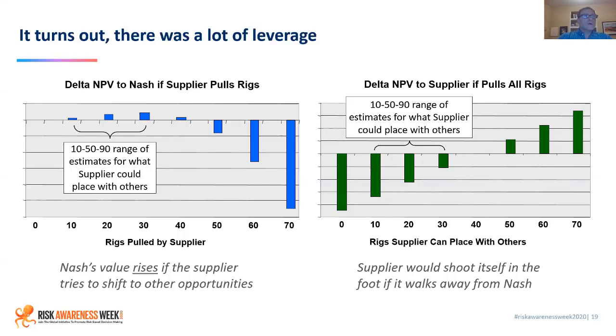So this told us that Nash had quite a substantial amount of leverage, because if the supplier said they were going to pull some rigs, Nash could say, fine, go ahead, make my day. We'll do better. Now, what if the supplier tried to pull all rigs? If they could only place between 10 and 30 with others, then they would definitely be shooting themselves in the foot. If they could actually place more than 40 with other producers, then they could make more money. But we didn't think that was very likely at all. So the chances are Nash could call the supplier's bluff and say, we're not going to accept this price increase, we're going to stand firm, because you don't really have a better alternative and you can't really hurt us.